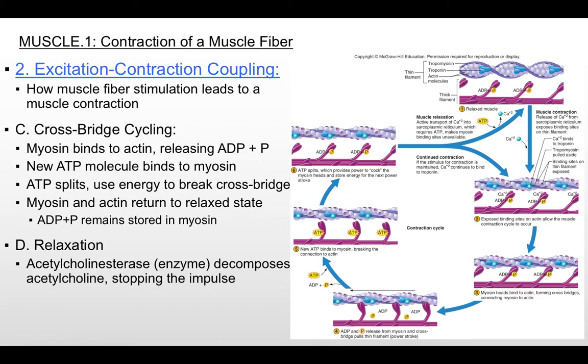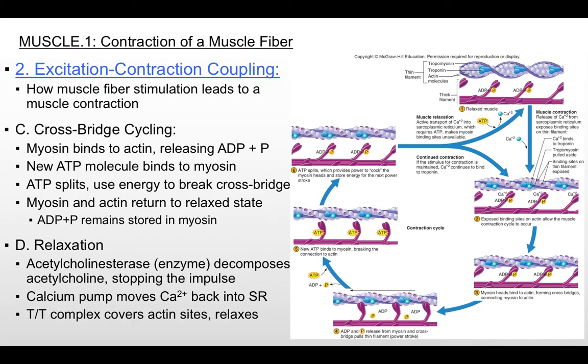So, relaxation. How does this happen? Well, we have to cut off the message at the source. So we said acetylcholine started and triggered this entire reaction. So we're going to send an enzyme in called acetylcholine esterase to decompose the ACH and stop the impulse. Without the impulse, calcium will be forced back into the sarcoplasmic reticulum and the TT complex can resume its place covering those actin sites.